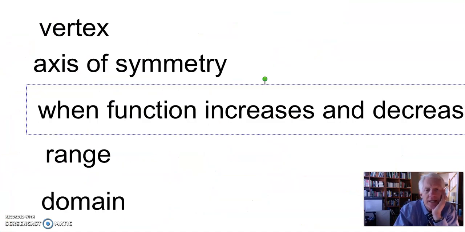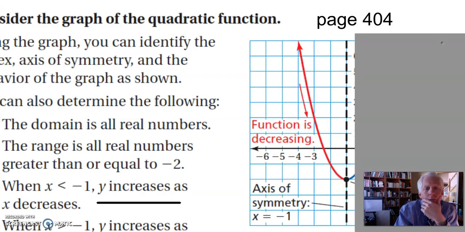The next slide, these are the terms. If you have your comp book out, you want to know these terms, because when we describe quadratics, this is what I want to know. I want you to tell me, what is the vertex? Where is the axis of symmetry? The axis of symmetry will be a vertical line, and it will be an x value. And when is the function increasing and decreasing, which is the confusing part? I'll come to that in a second. Then we have the range and domain. Range is the y values, domain is the x values.